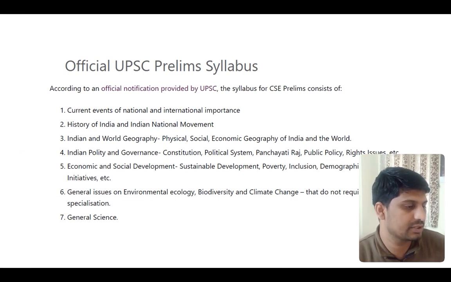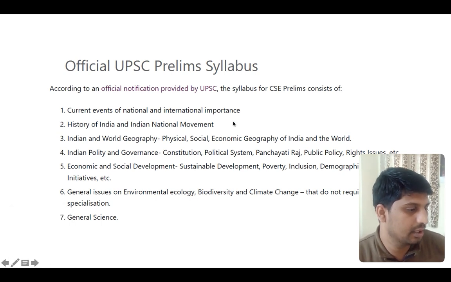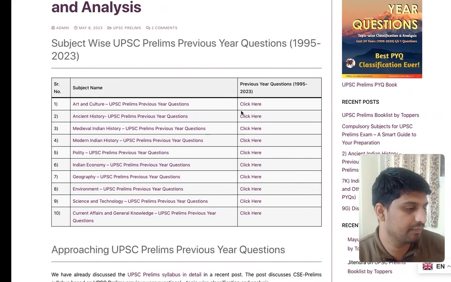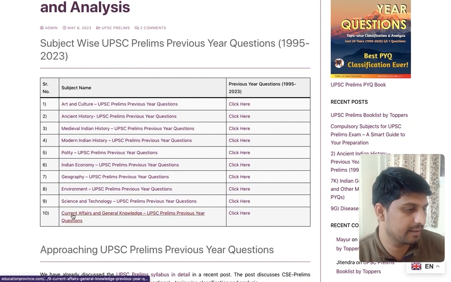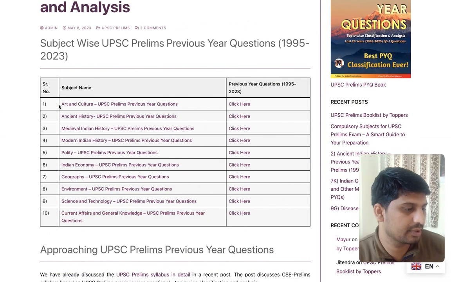For example, the first topic, current events of national and international importance, corresponds with the 10th topic, current affairs and GK. The second topic, history of India and Indian national movement. So they have mentioned history of India, and it corresponds with the first 4 topics. Okay, art and culture, ancient history, medieval history, modern history.